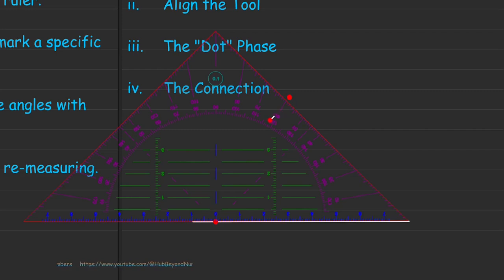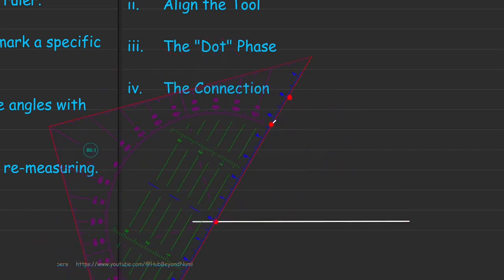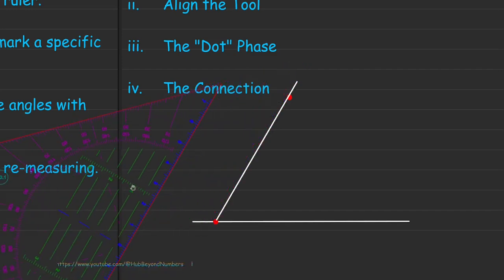After which you take your ruler and draw a straight line. I'm just coming to draw a straight line through the point I made. You see? And this is going to be the connection. So let's go over the steps again.